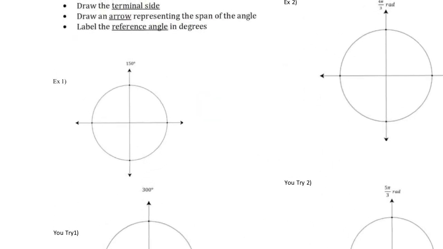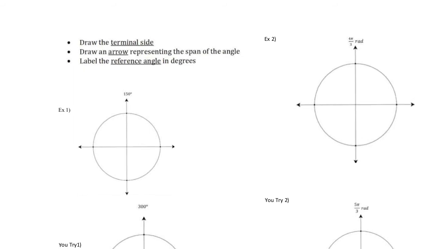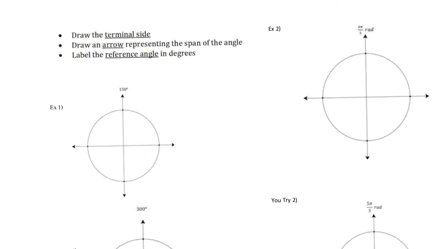So an example here is if I want to graph a 150-degree angle. Let's start there. So I'm graphing a 150. I'm going to draw where it ends. So what quadrant does it end in? Well, here's where I start. This is 90 degrees. This is 180, halfway around the circle. 270, 360, right? So 150 is in between 90 and 180. So I'm going to put it in this quadrant.